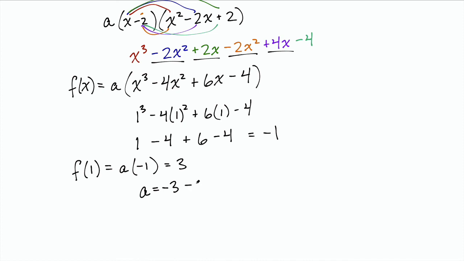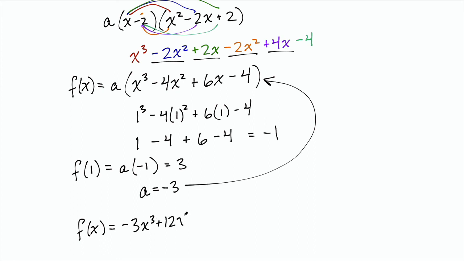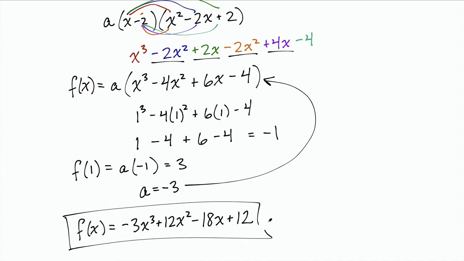Now I can take that and plug it back in up here, and we get f of x equals. I'm going to distribute the negative 3 into that. We get negative 3x cubed plus 12x squared minus 18x plus 12. And that is our function f that has the given zeros and for which f of 1 is equal to 3.